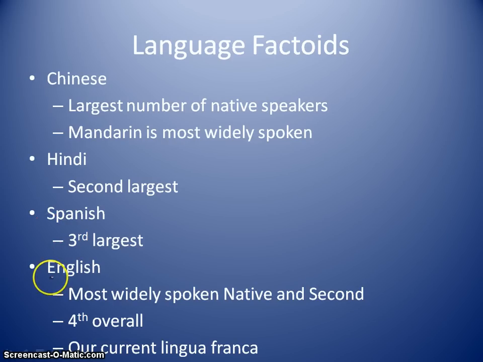And then it's actually English coming in at fourth in terms of the number of native speakers. Now, when you talk about native and second-language speakers, people who use English as a second language, English is going to be the most widely spoken. That's because it is our current global lingua franca, that global language that we talk about in our culture unit. English is the language of modern-day economics, politics, and education.